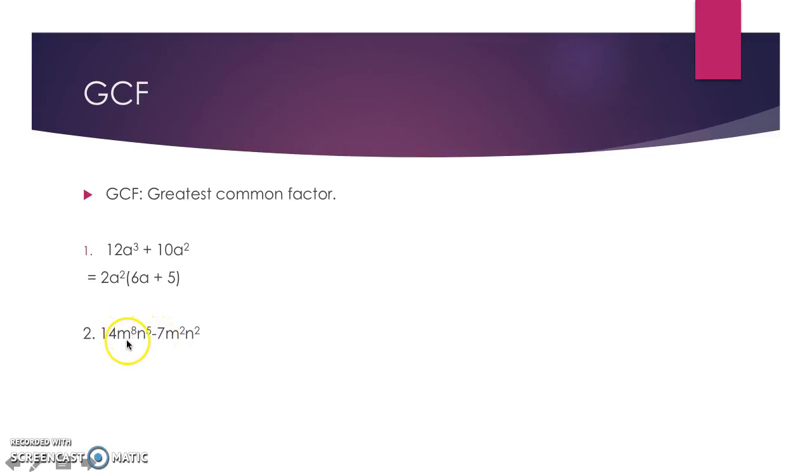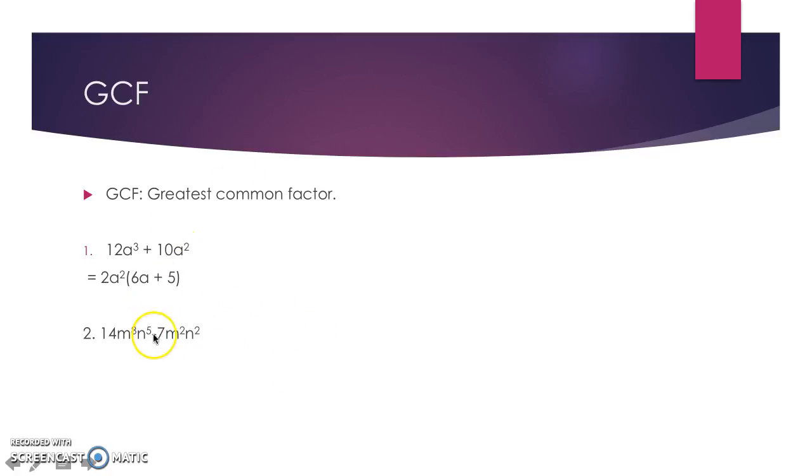Next, we're going to look at the variables, or the letters. So we have m to the 8th and m squared. Well, m is in both terms, so we know we can factor out an m. So we're going to go ahead and factor out an m squared because that's the minimum m that we have. We can't factor out anything greater than m squared because then it would end up negative.